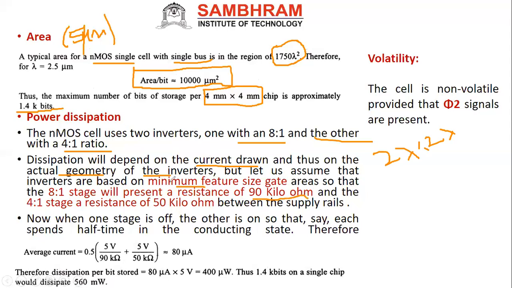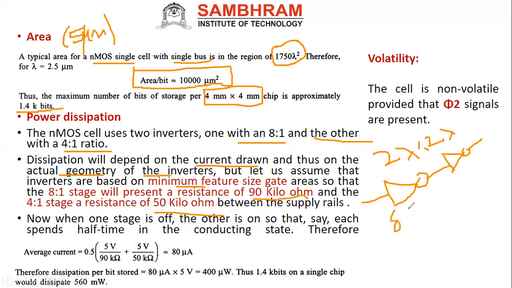If I use minimum transistor size, then for the 8:1 stage, the resistance will be 90 kilo ohm. For the 4:1 stage, it will be 50 kilo ohm. This we already derived between the supply rails. Now, when one stage is off, because we are having two stages, as you see in your memory, this is the one stage, and this is the other stage.